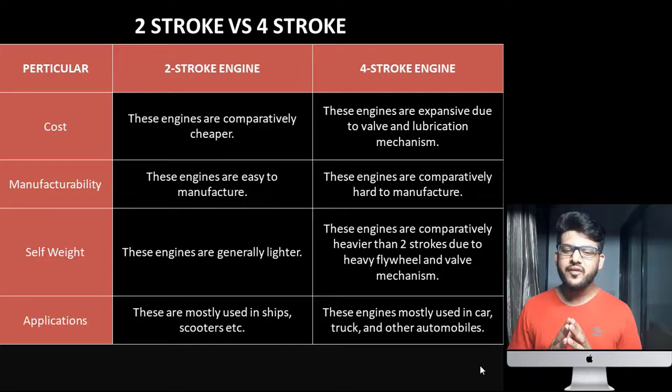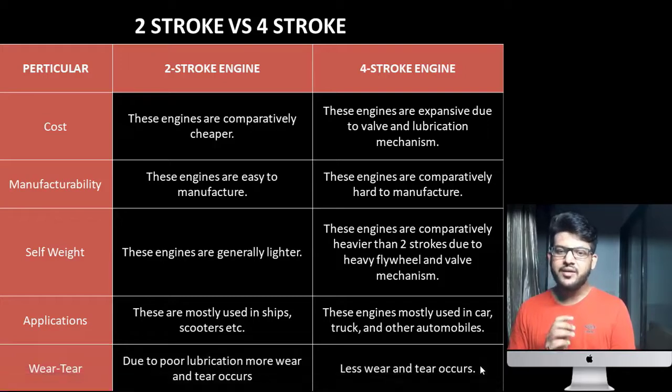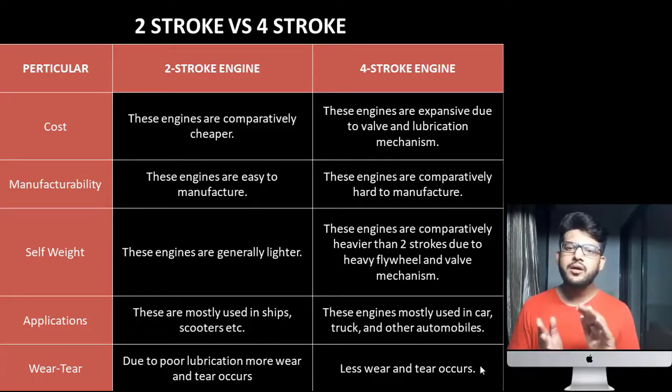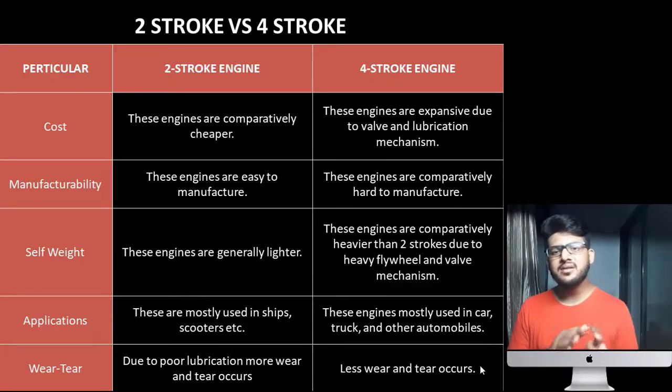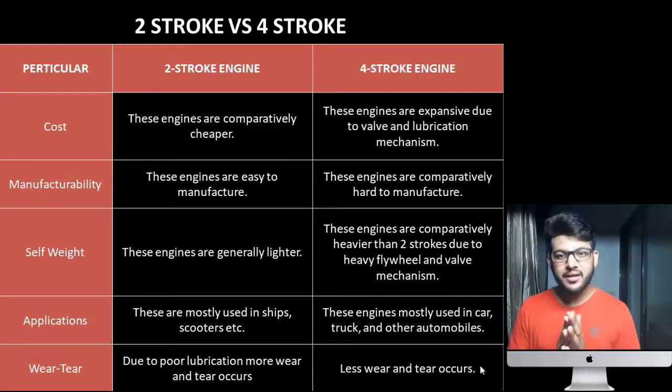So this is the basic difference: what is a 2-stroke engine and what is a 4-stroke engine. Fine. And the last difference is wear and tear. So what is wear and tear of an engine? Basically, due to poor lubrication, more wear and tear occurs in a 2-stroke engine, because lubrication is not separate. It is the same as wherever the fuel is going. Fine. We are not giving any separate lubrication system to maintain the engine.